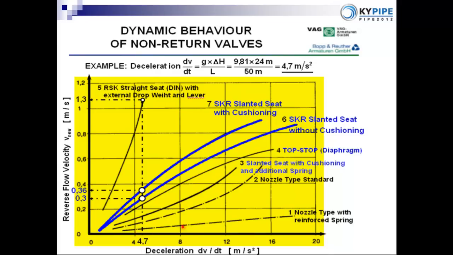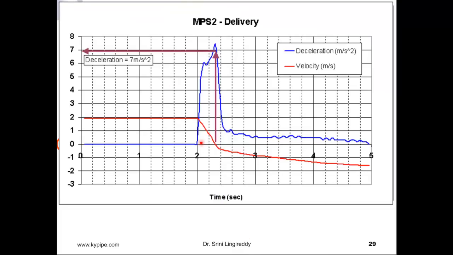So the type of check valve does make a big difference. And look at the nozzle type. It is almost flat. It doesn't matter what the deceleration is, the expected reverse flow velocity is very, very small. That's because they use a reinforced spring, which is very powerful and closes the valve almost instantaneously, irrespective of what the initial flow rate or the deceleration is.